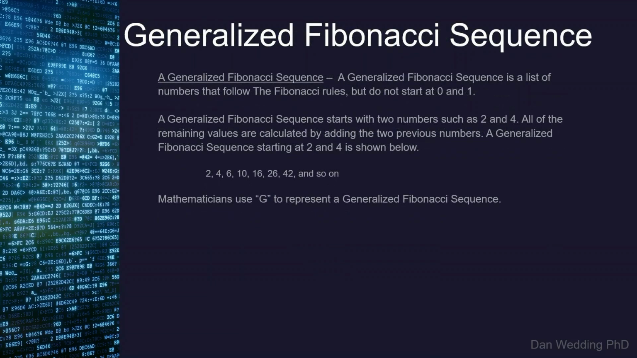A generalized Fibonacci sequence is a list of numbers that follow the Fibonacci rules but do not start at 0 and 1. A generalized Fibonacci sequence starts with two numbers, such as 2 and 4. All of the remaining values are calculated by adding the two previous numbers. A generalized Fibonacci sequence starting at 2 and 4 is shown below. Mathematicians use capital G to represent a generalized Fibonacci sequence.